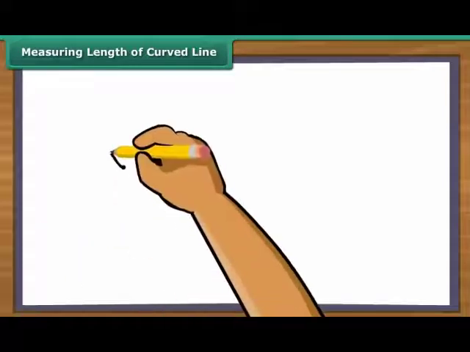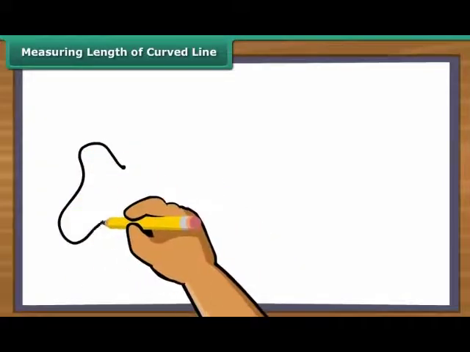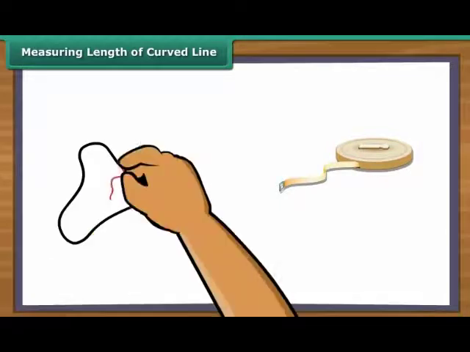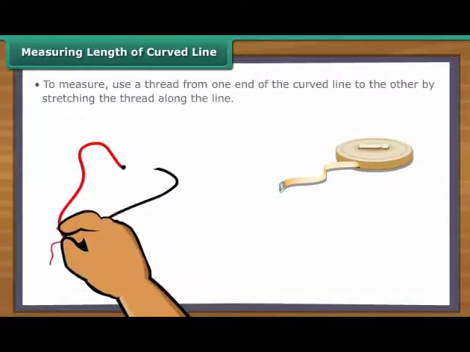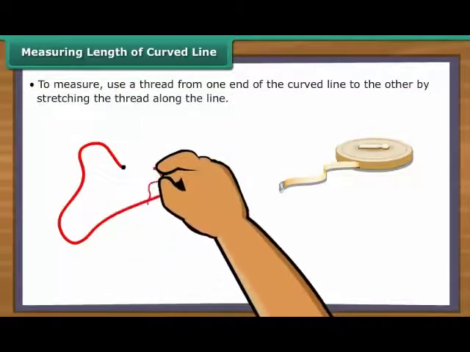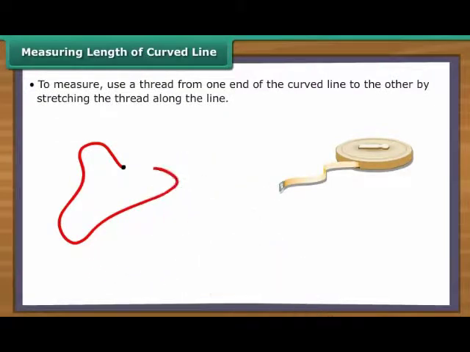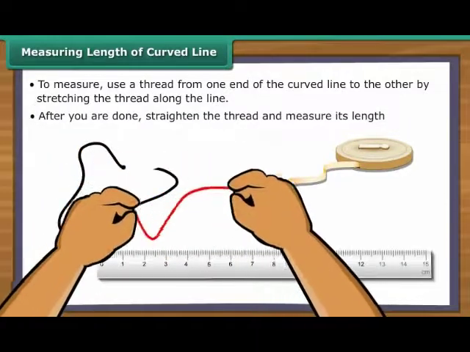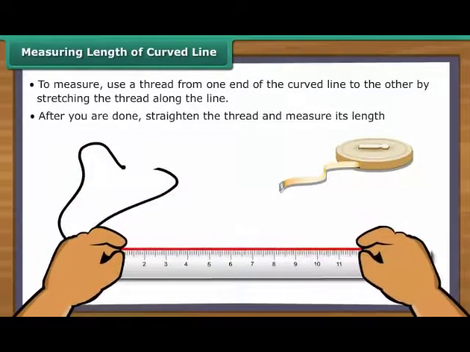Measuring length of a curved line. To measure a curved line, the standard measuring tape will not be enough. You will have to use a different mechanism to arrive at the correct length of the curved line. To measure, you will use a thread along the line of the curve. You will use the thread from one end of the curved line to the other end by stretching the thread along the line. After you're done, straighten the thread and measure its length. You will know the length of the curved line accurately.